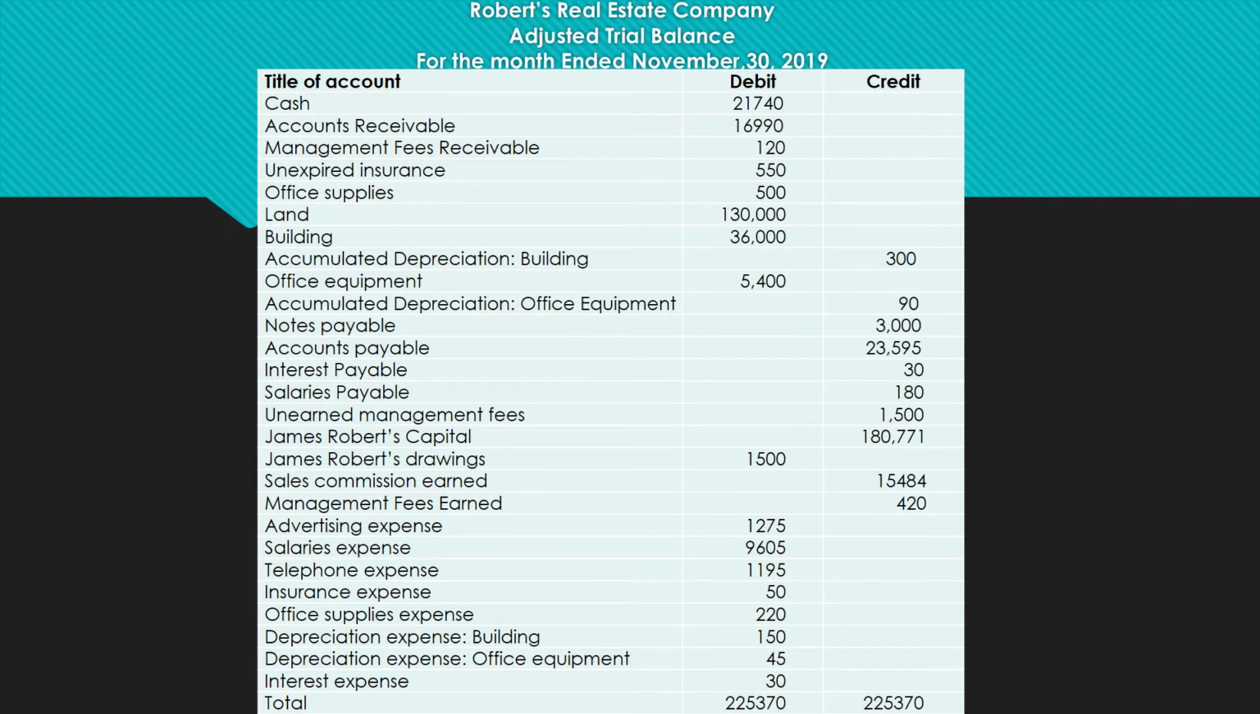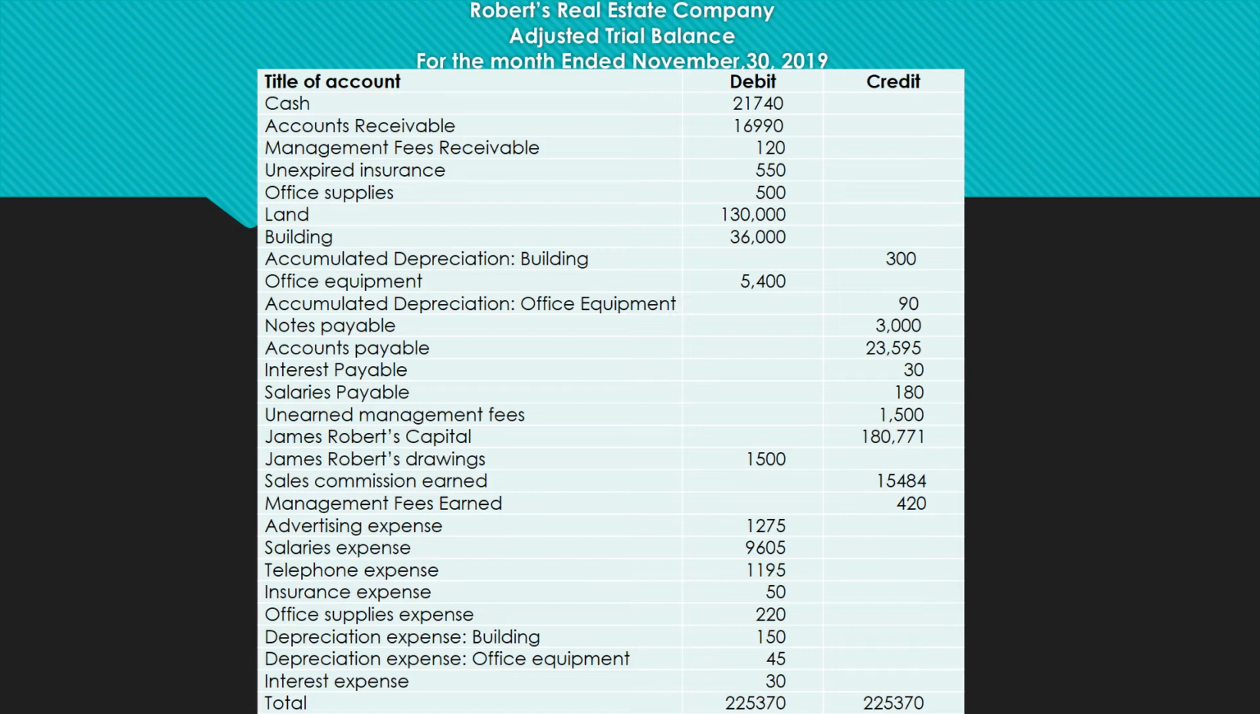So in the trial balance cash has a balance of 21,740, so it will remain the same, 21,740, in the adjusted trial balance as well. Similarly, accounts receivable, we did not make any adjustments related to accounts receivable. So accounts receivable will remain the same, 16,990.